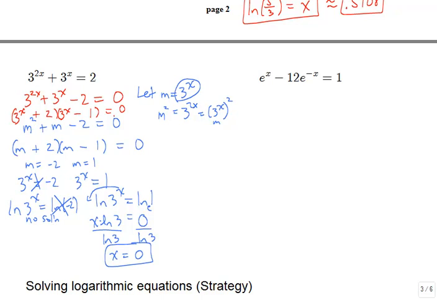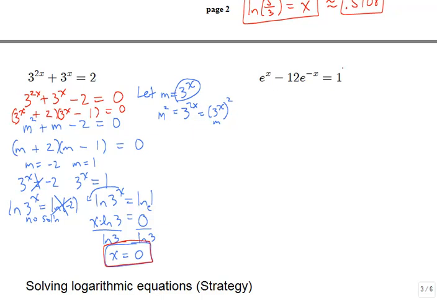That's fine. If that confuses you, then use a change of variable and rewrite it in terms of some new variable so it looks more familiar. But when it's all said and done, the only solution we're going to get for x is 0.